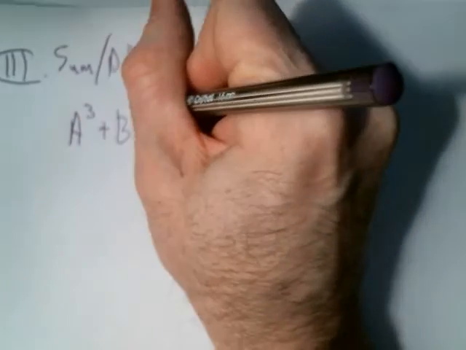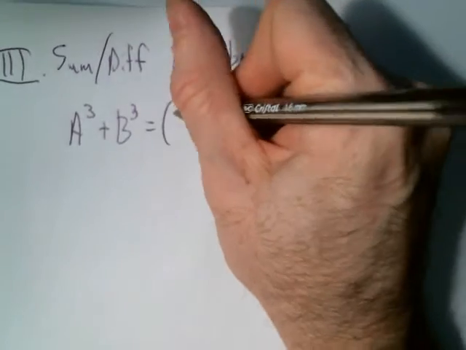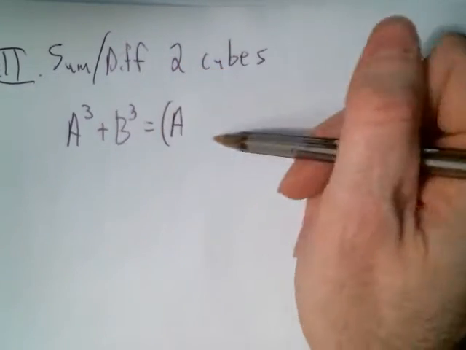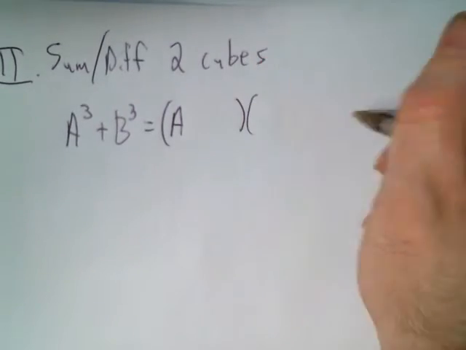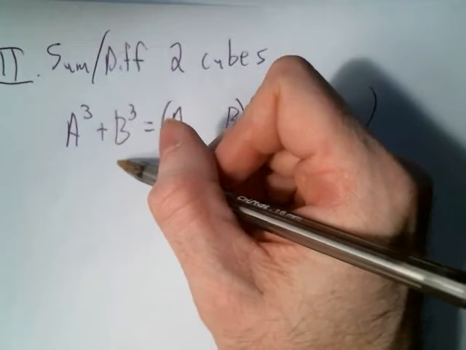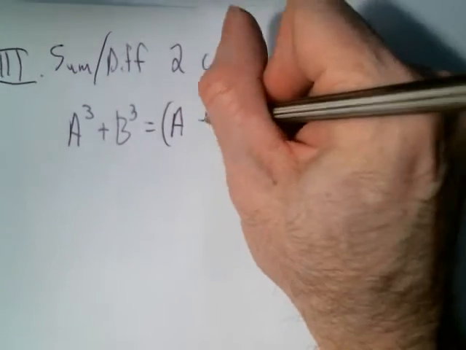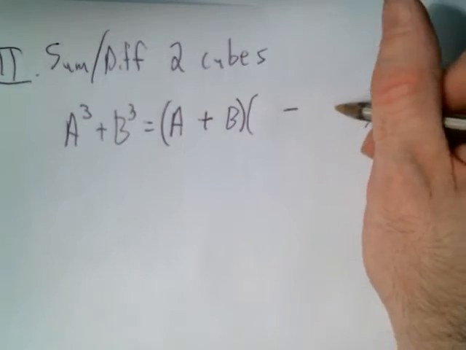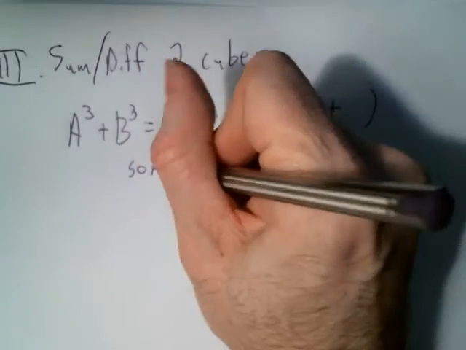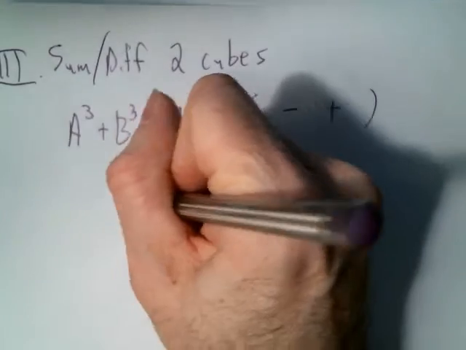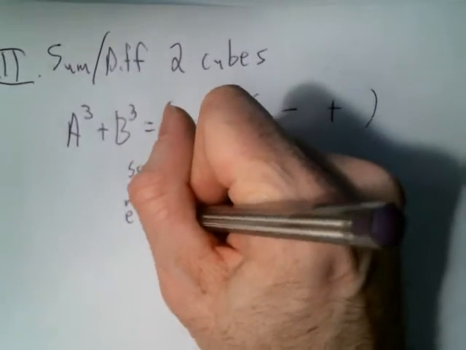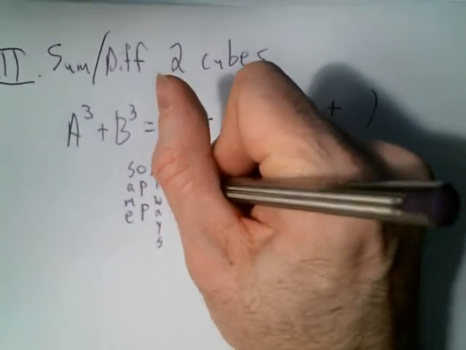A cubed plus B cubed equals A, and there's a way of remembering the signs that we're going to be using here. B goes here. So it's called SOAP. You use the same sign and then the opposite sign and then always positive. Okay, so SOAP: same, opposite, and then always positive.